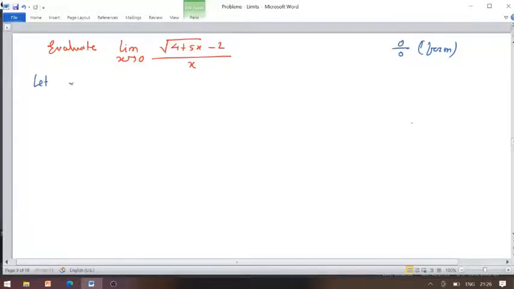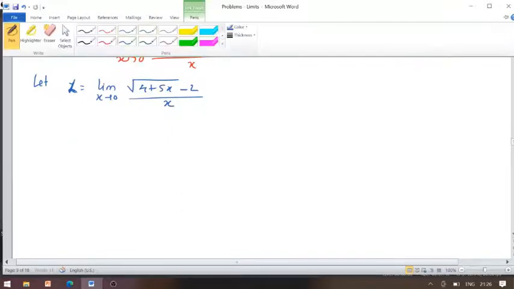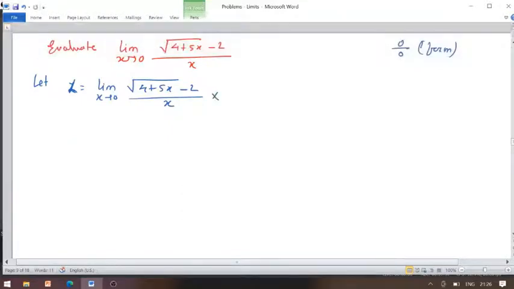So look, let L be the given limit, as x tends to 0 of (root of 4 plus 5x minus 2) divided by x. Now our target is to rationalize the numerator. Why do we have to rationalize the numerator? Because the numerator is an irrational function. So we have to multiply and divide simultaneously by the rationalizing factor of the numerator. How to find that rationalizing factor? We have to change the middle sign only, from minus to plus.